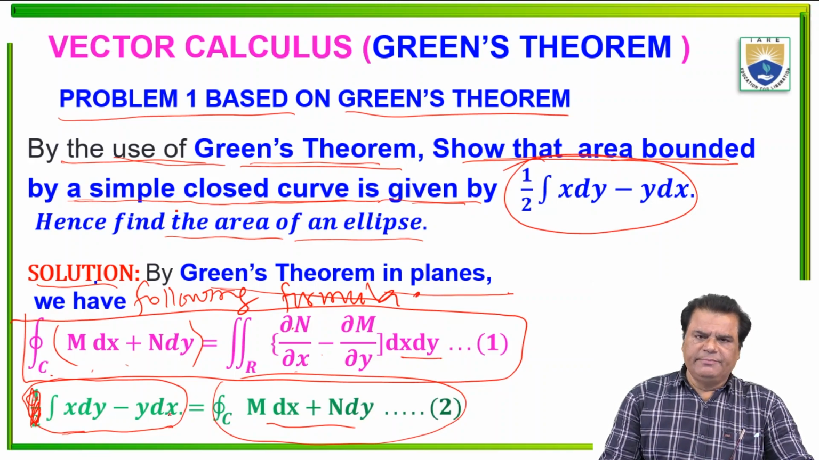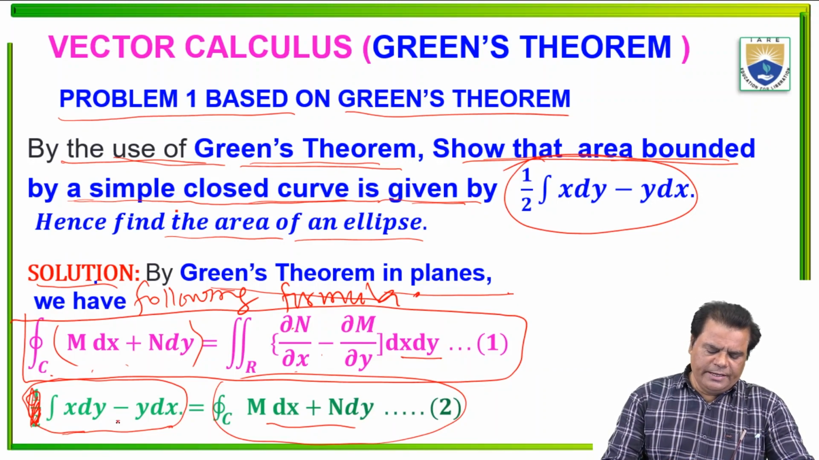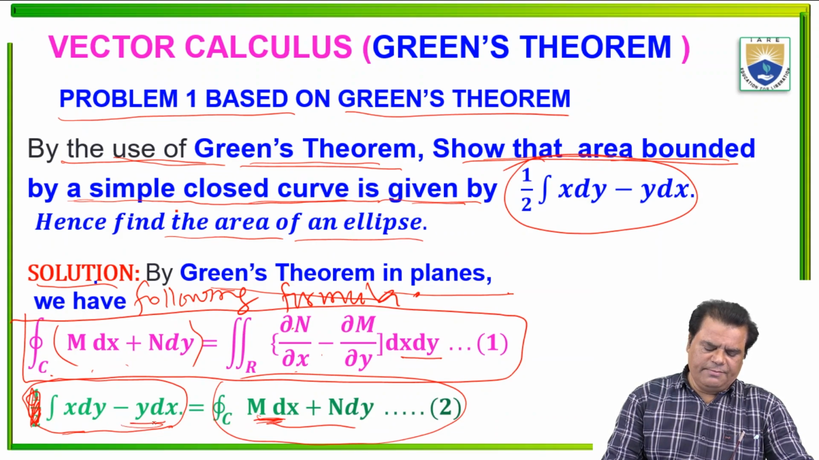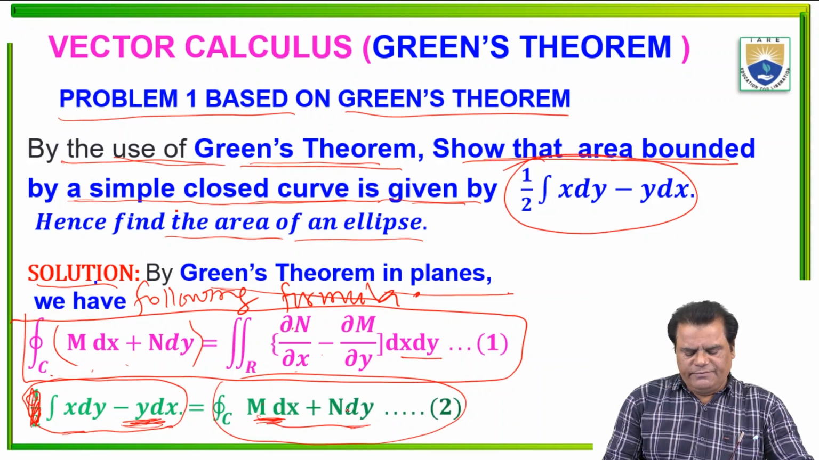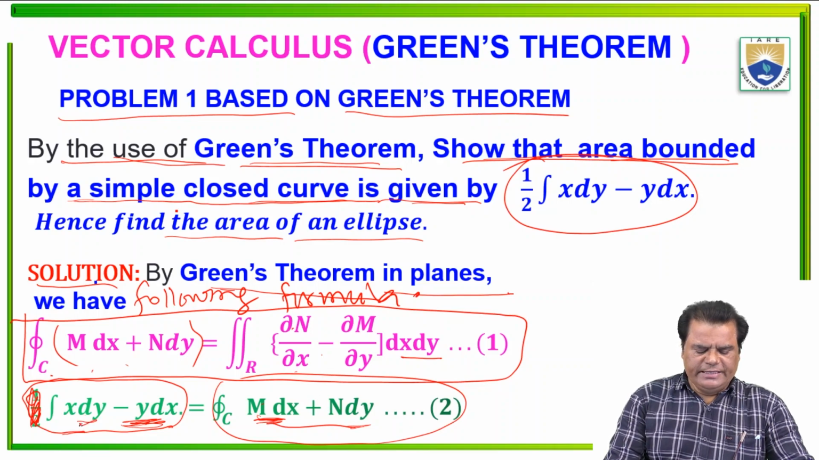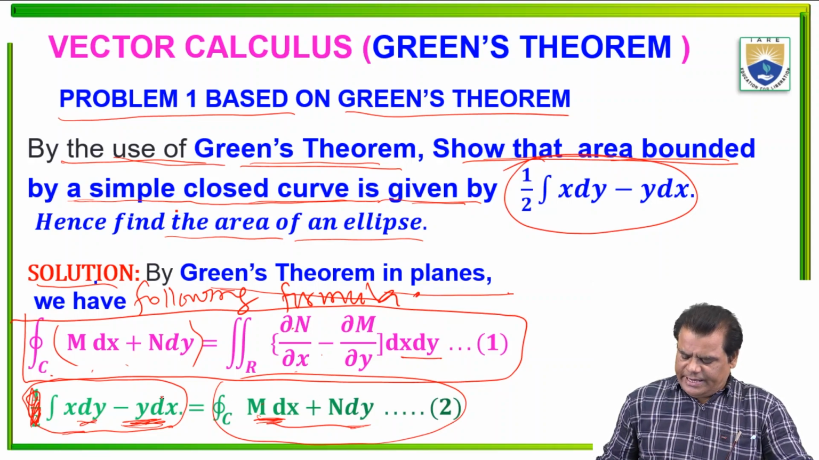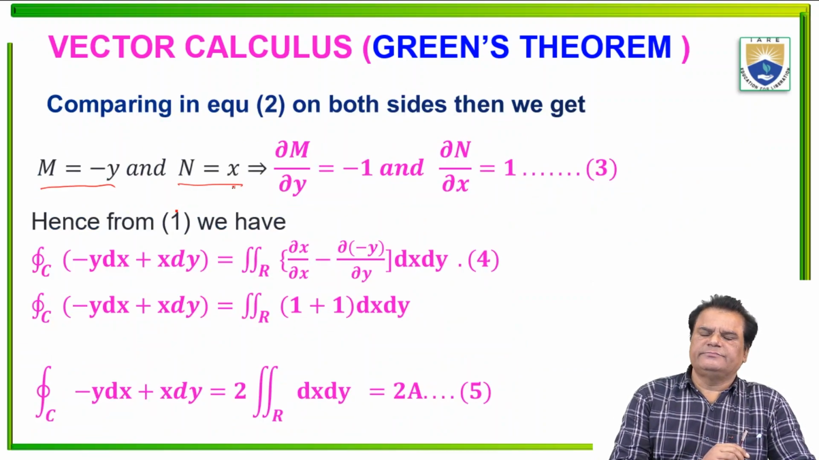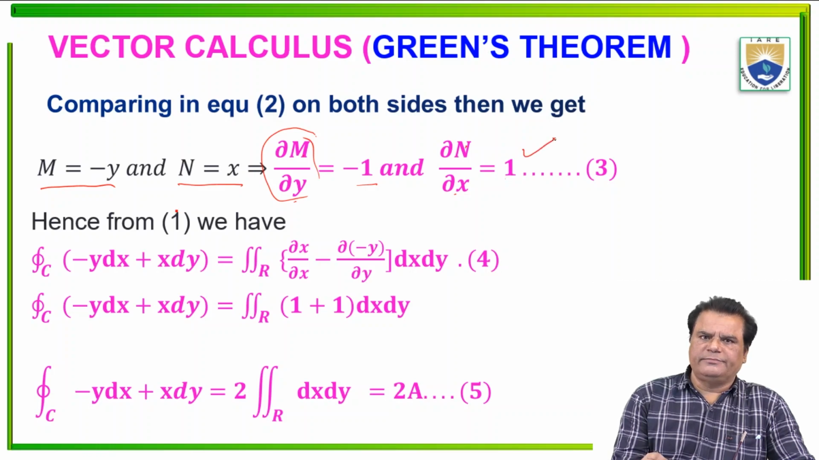So here we have x dy minus y dx. After comparing, M is the coefficient of dx, so M is minus y. The coefficient of dy is x, so N is x. So here M is minus y and N is x. Differentiating M with respect to y, dou M over dou y is minus 1. Differentiating N with respect to x, dou N over dou x equals 1.